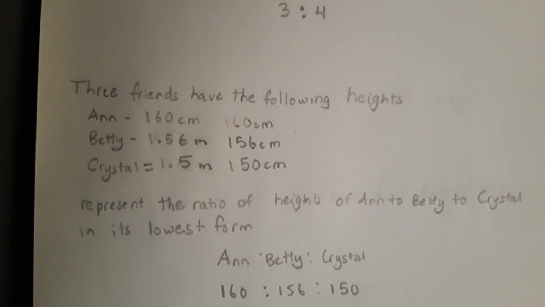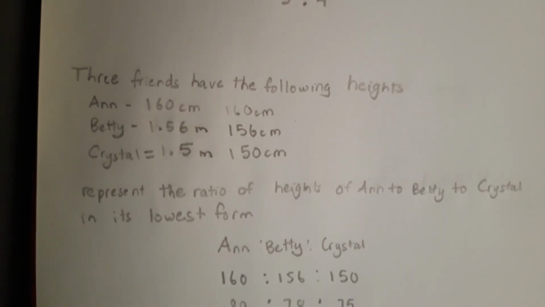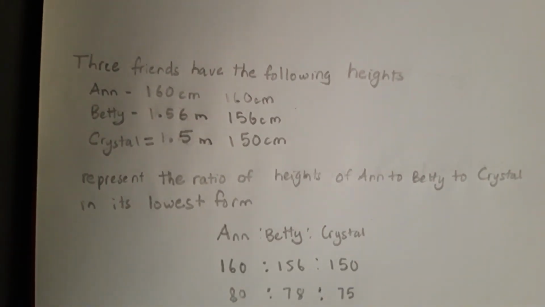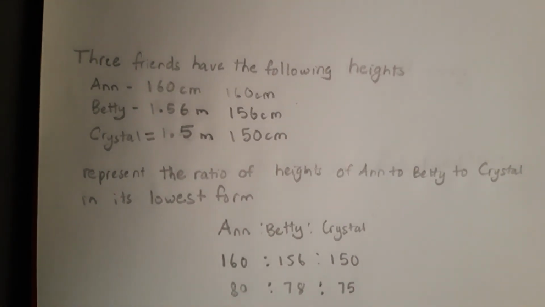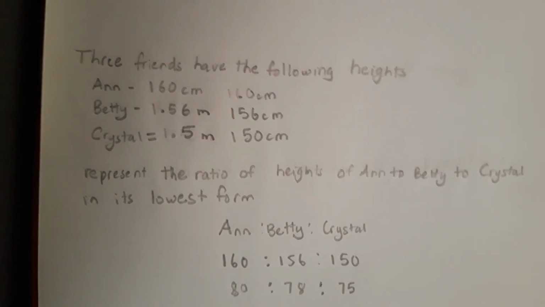Once again, this can be reduced. The number 2 could go into all three of those values, and we get the ratio 80:78:75. Now, there is no common number that can go into all three of these values, so this is our final ratio, 80:78:75.